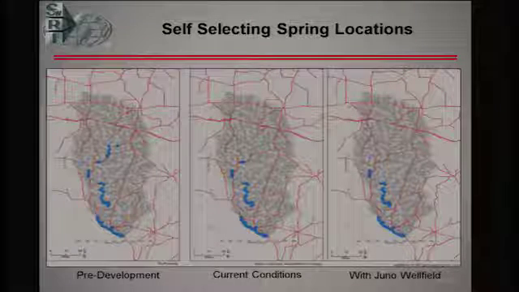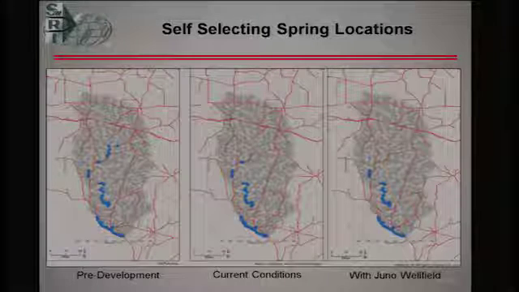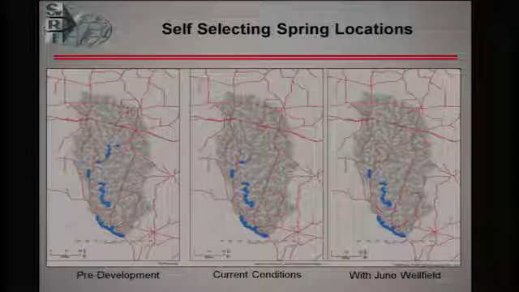So the model is really good about getting close to this. And then lastly, we add that additional well field, and it causes the springs to migrate further downstream.